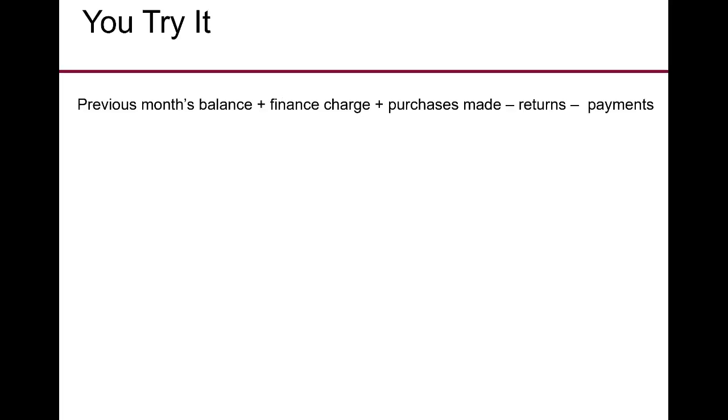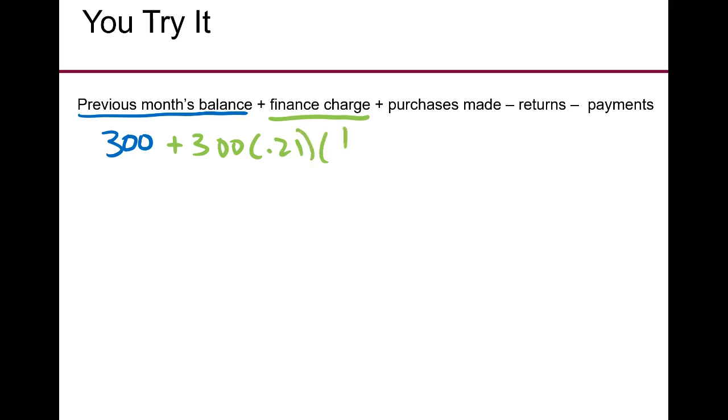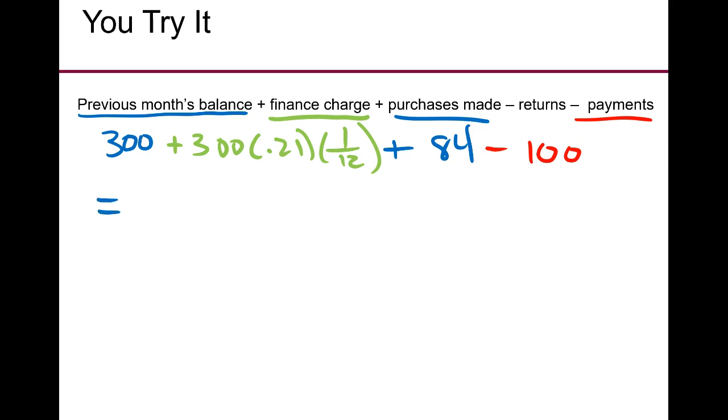All right, here's a list of things we need. So the previous month's balance was $300. The finance charge was $300 times the interest rate of 21% times 1/12 for 1 month. The purchases made were $84. There were no returns, but we made a payment of $100. So we'll subtract that off. And that works out to $289.25.